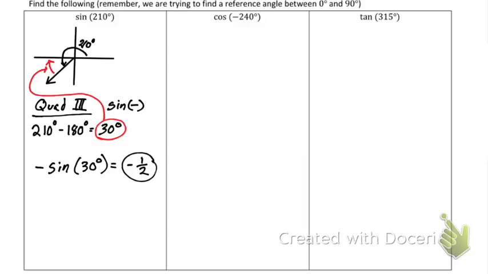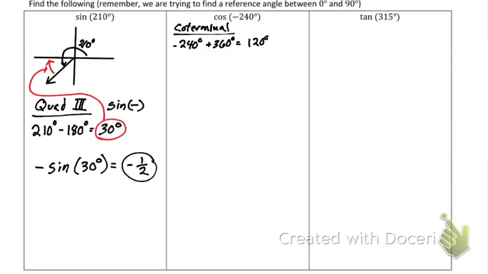All right, cosine of negative 240. You can do reference angles with negatives, but it's just easier to come up with our coterminal angle right off the bat. So I'm going to do coterminal. A coterminal angle is an angle that's in the exact same place, but I want it to be positive, so I'm going to add 360 to it, which is going to give me 120. Remember, coterminal is different than reference angle. Coterminal is the exact same place on the unit circle. Reference is making it smaller, so it's between 0 and 90.